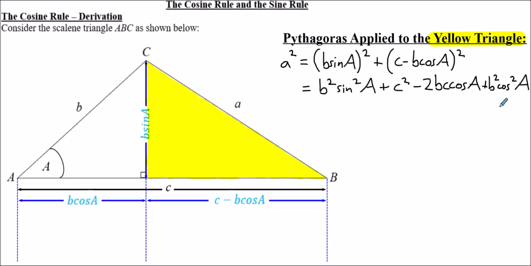So now what we can do is factorise some things out. What I'm going to suggest we do first of all is to factorise out the B squared. So B squared, we've got sine squared A from this term, but also we've got B squared cos squared A, and so this gives us cos squared A in brackets. Then outside the brackets we still have the plus C squared and the minus 2BC cos A.